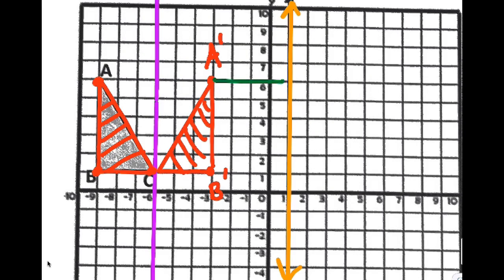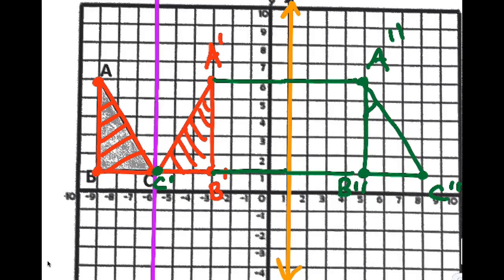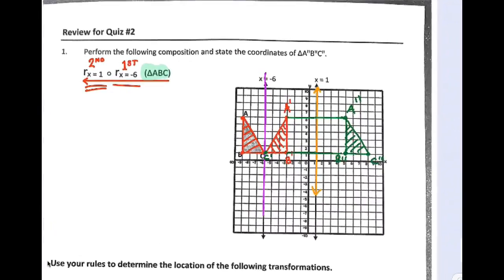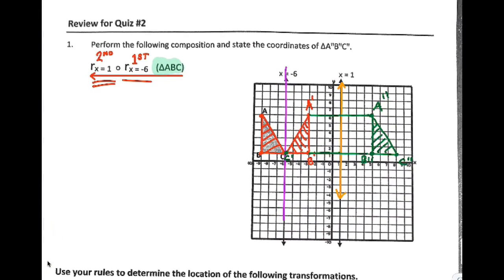So if I go over 4, I go over 4 more. A double prime. If I go over 4, I go over 4 more. B double prime. From C prime, I go over 7, so I go over 7 more. C double prime. And this is my final image after both reflections, which were over parallel lines.